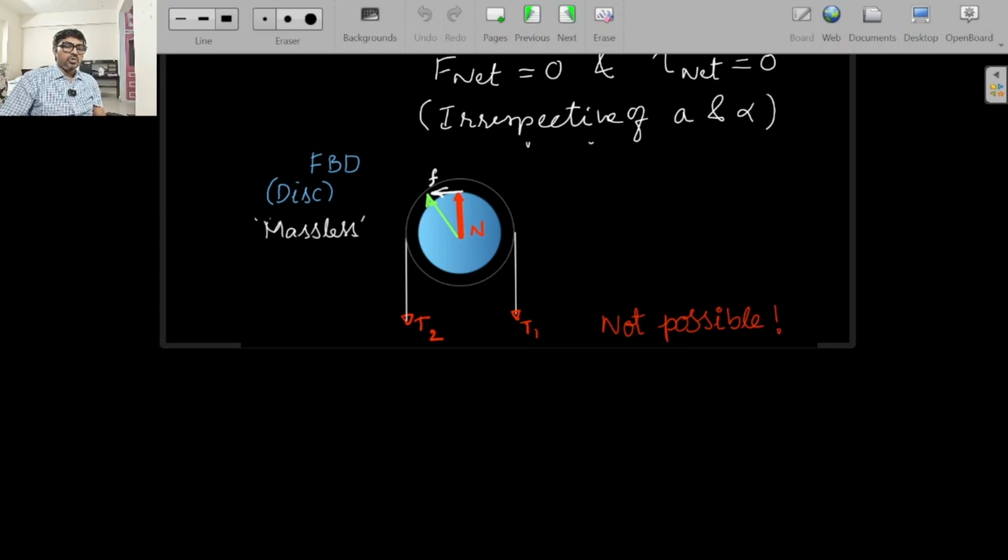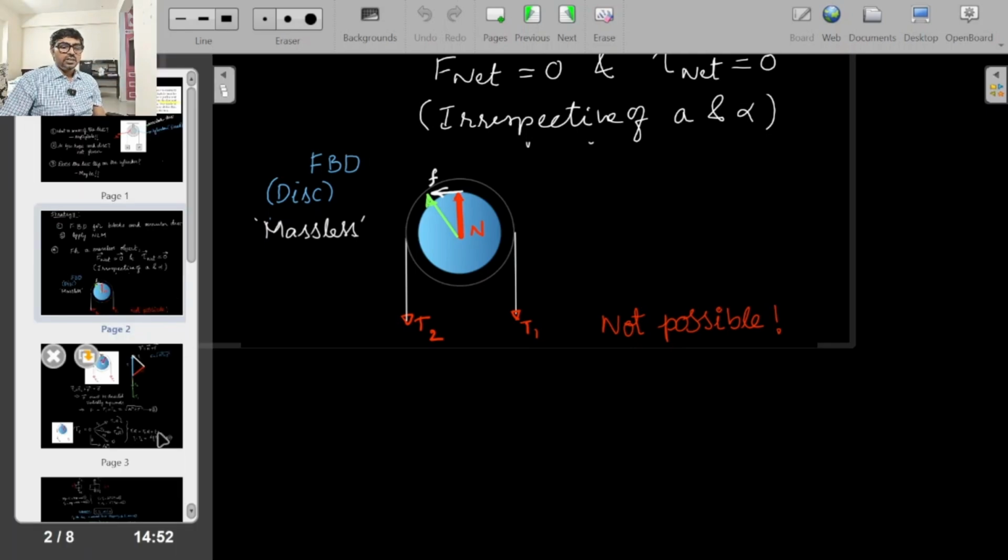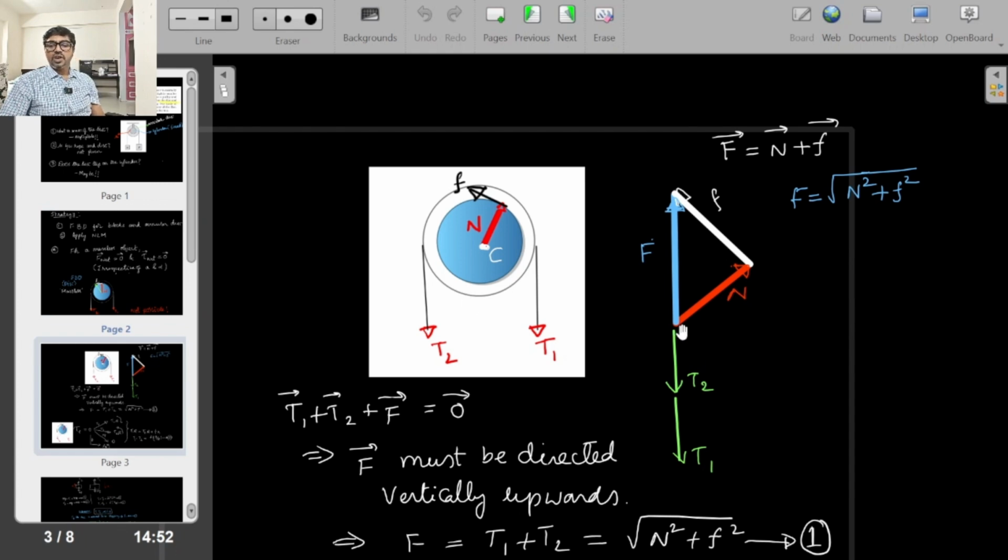And that is what I am going to take in the next slide. So let's say this is the situation I have. The normal reaction will be tilted at a certain angle, and friction is perpendicular to N but tilted, so that the resultant of these two is vertically upward. Only then can it balance T1 and T2. The resultant of N and F, the net contact force, let's call it capital F bar, should be vertically upwards. So the contact would not be right above the center, it will be at a certain angle, and N and F together give the net contact force which balances T1 and T2.